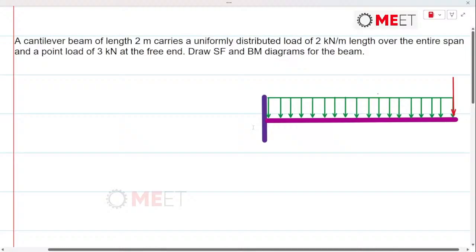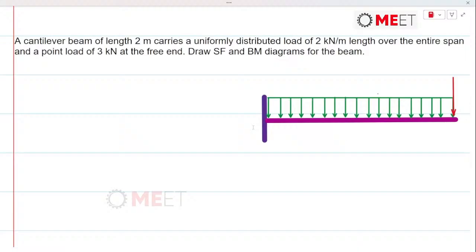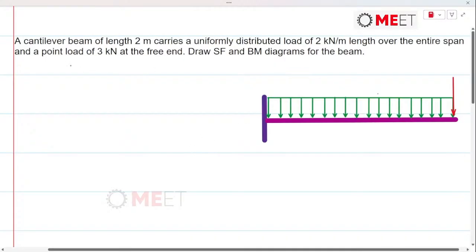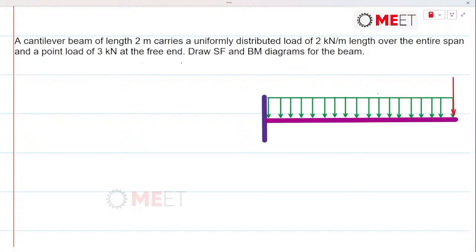In the question, it says about a cantilever beam whose length is 2 meters. It carries a uniformly distributed load whose value is 2 kilonewton per meter on the entire span, and there is a point load of 3 kilonewton applied at the free end. It is required to be developed.